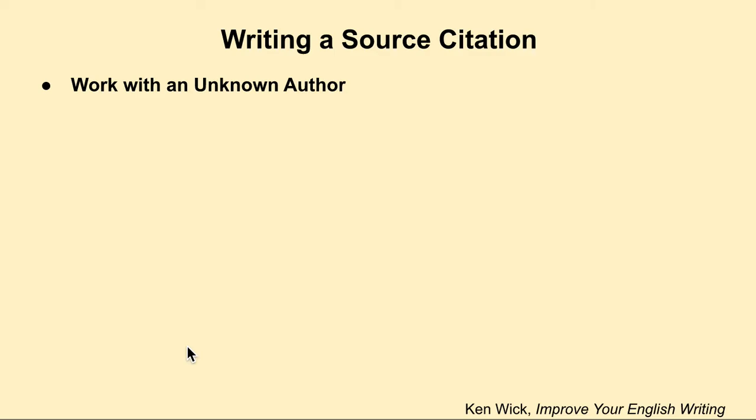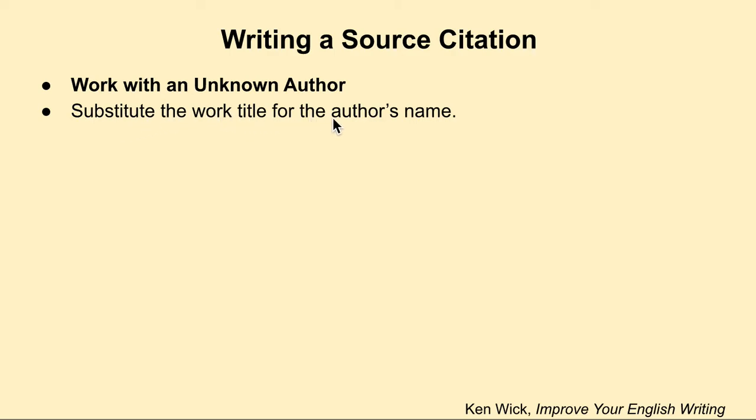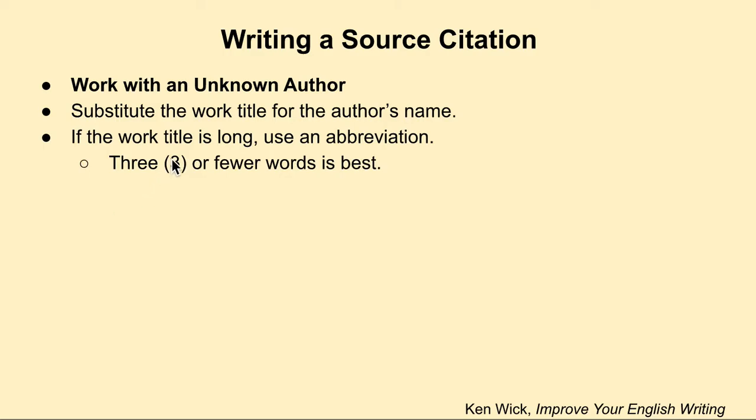What about a work with an unknown author? Well, you basically substitute the work title for the author's name. If the work title is long, and no one really defines what long is, use an abbreviation, but the abbreviation guidelines should help you understand what is long. I'm going to call long 4 or more words, because the in-text source citation is meant to be brief, so you don't want something too long for the author. So when you do an abbreviation, 3 or fewer words is best.